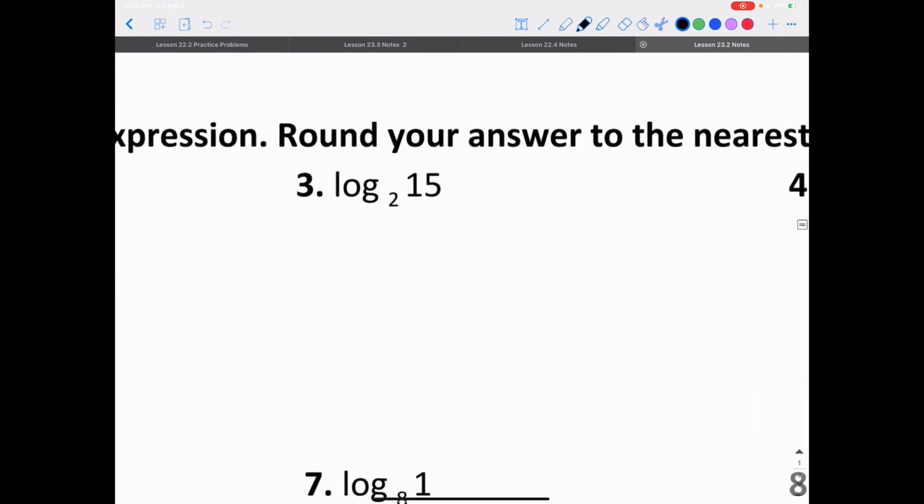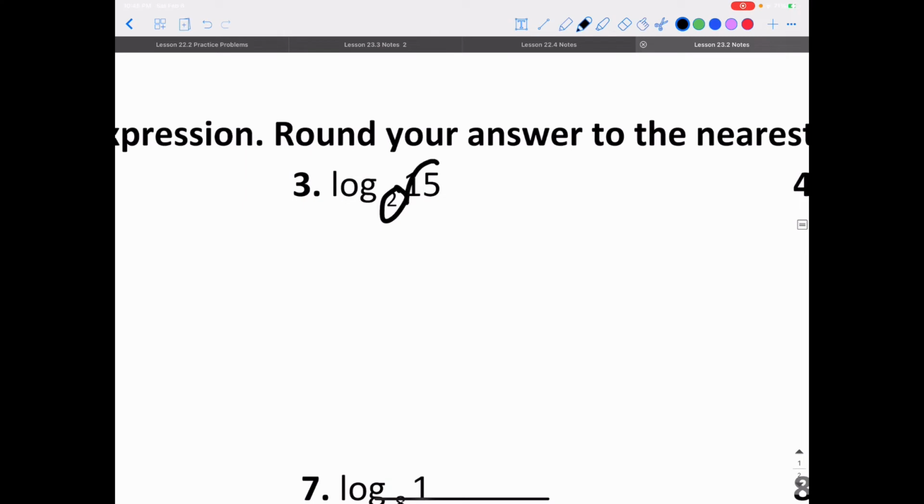Then for number 3, I have log base 2 of 15. 2 and 15 don't share a base in common, so again, I'm going to use log. Actually, I'm going to use ln for this one. So I'm going to do ln on the top and bottom. I'm going to do 15 on top, 2 on the bottom, and that gives me, if I do it in my calculator, ln of 15 divided by ln of 2 is 3.907.